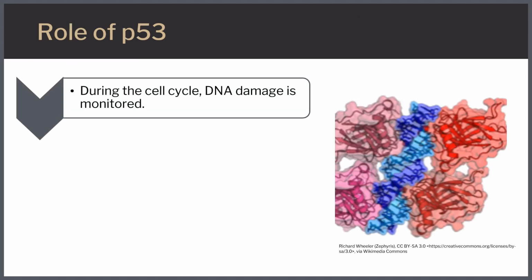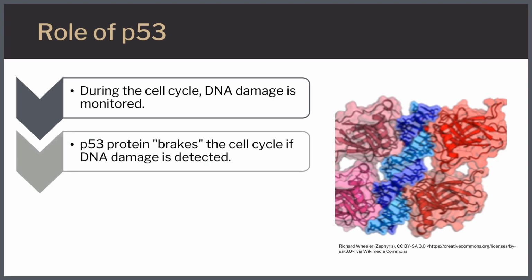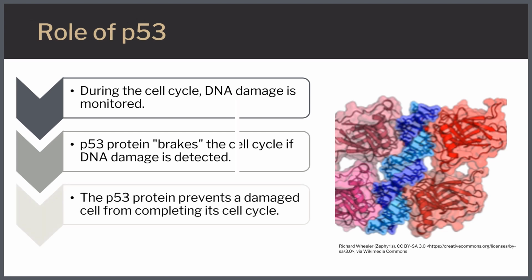The cell can monitor itself for DNA damage during the cell cycle. If DNA damage is detected, the p53 protein plays an important role in putting a brake on the cell cycle. The p53 protein prevents the cell from completing the cell cycle if its DNA is damaged or the cell has suffered other types of damage.